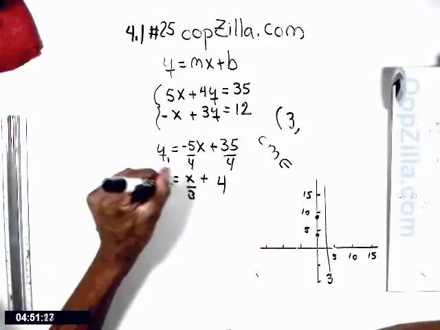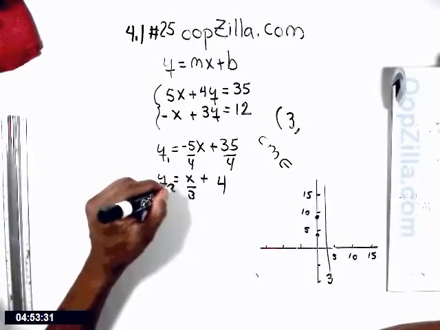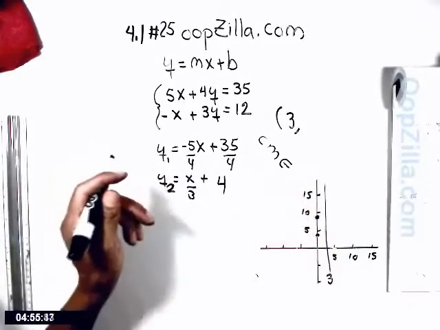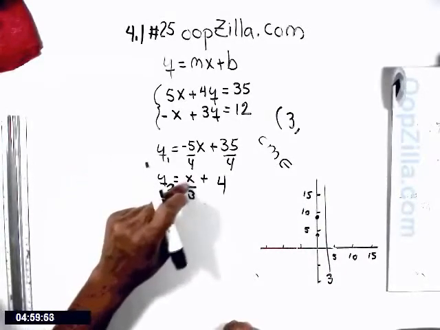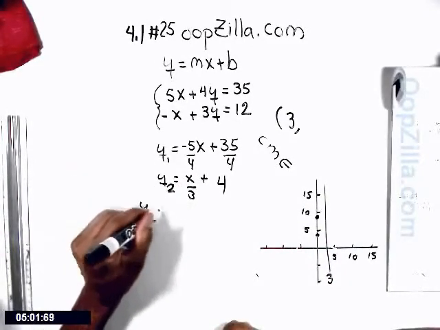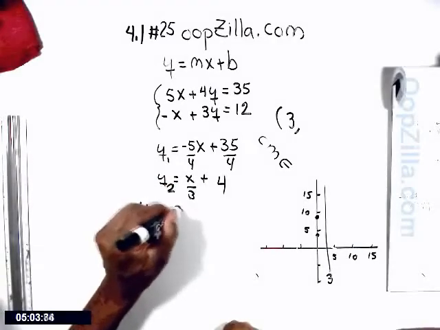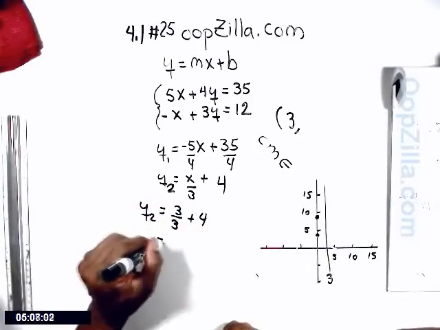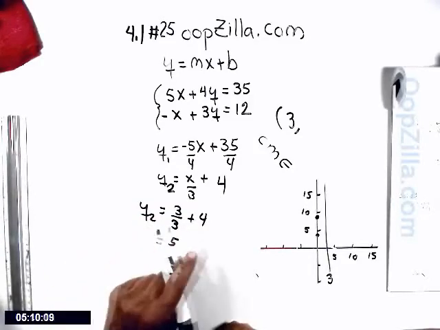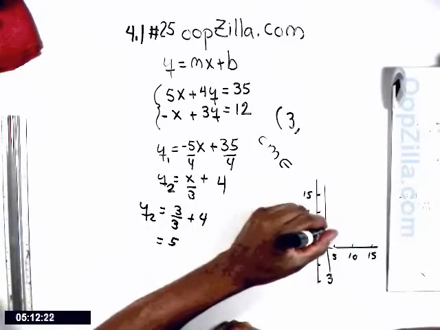Now I'm just going to solve one of these guys and leave it to you to solve the other one to prove that I'm correct. I'm going to go with the easier one. y sub 2 is equal to, I'm going to put a 3 in, 3 over 3 plus 4. Well, my goodness, that's going to be equal to 5. So that's telling me my output's going to be equal to 5, so it's going to cross right here.